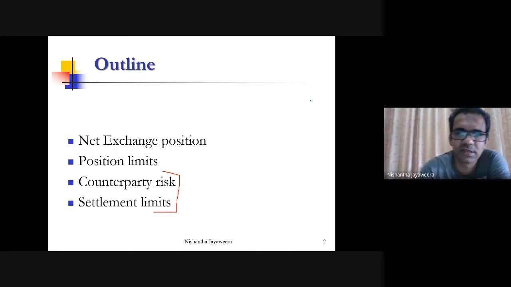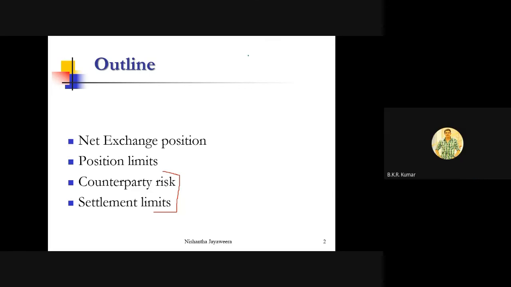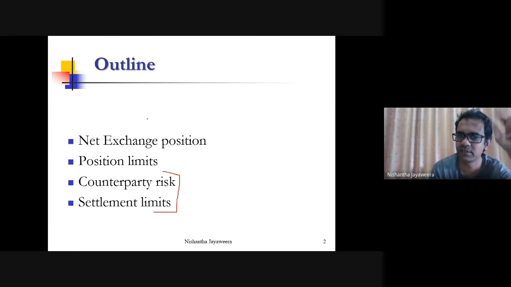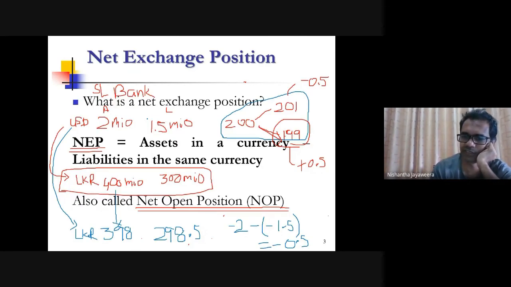This is 2. As I mentioned at that time, the counterparty risk and the settlement limits. This is not exactly the foreign exchange risk that arises due to foreign exchange rate movements. But whatever loss you incur depends on the exchange movement as well. In the third one, what is the net exchange position? The net exchange position is the difference between assets and liabilities in a particular currency.